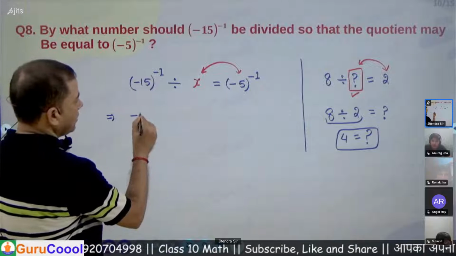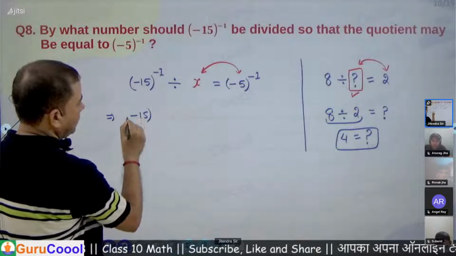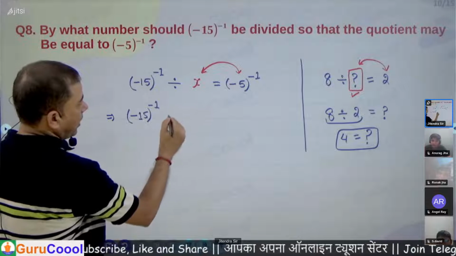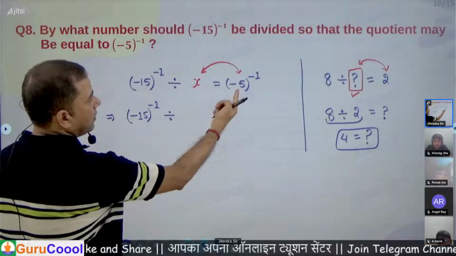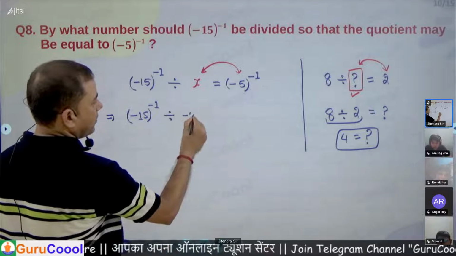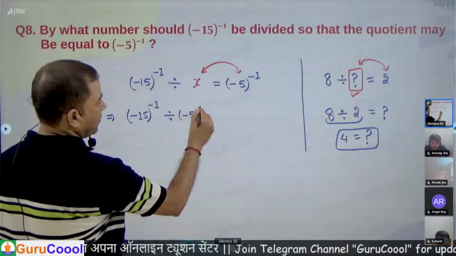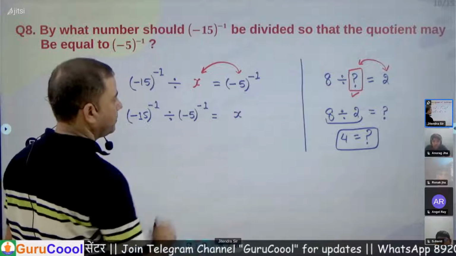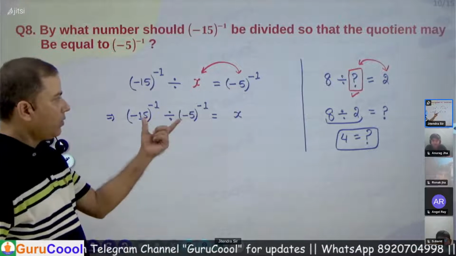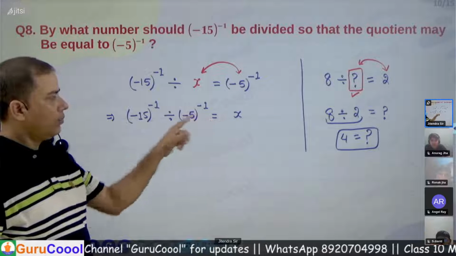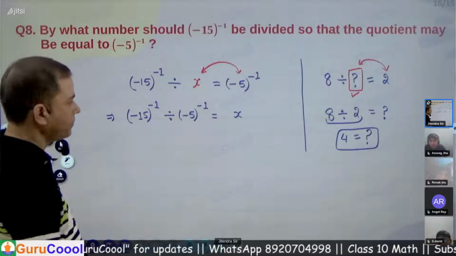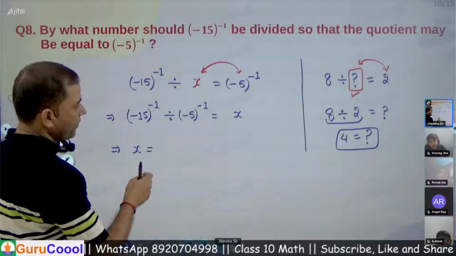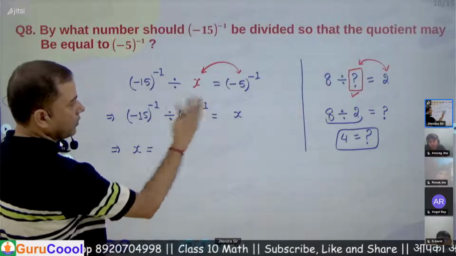First number is minus 15 power minus 1. And after division sign, this will come on this side, minus 5 raised to the power minus 1. X will go to the other side. Done. So now if you simplify this, you will get the value of x. Let's take x on this side and this on that other side.